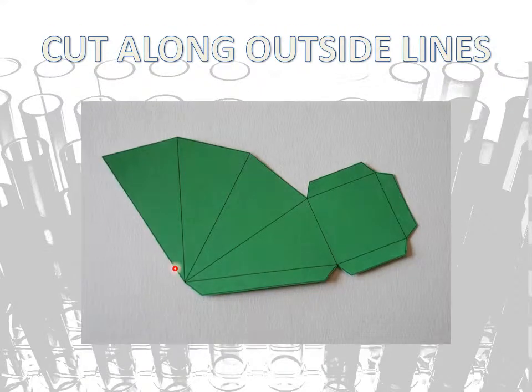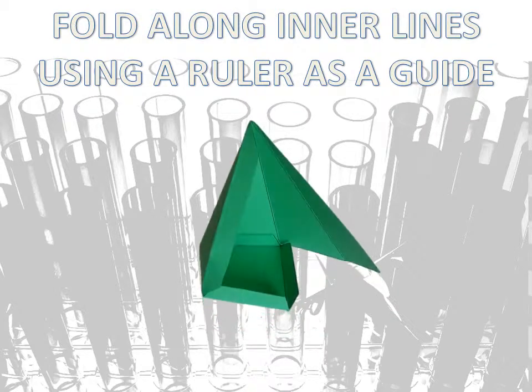Secondly, cut along the outside lines of the shape and be careful not to cut any of the lines on the inside, such as these ones. Instead, you need to fold along these inside lines in order to make your shape three-dimensional. Using a ruler as a guide will help keep your folds straight.